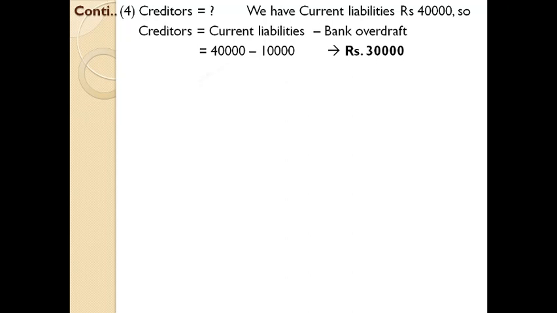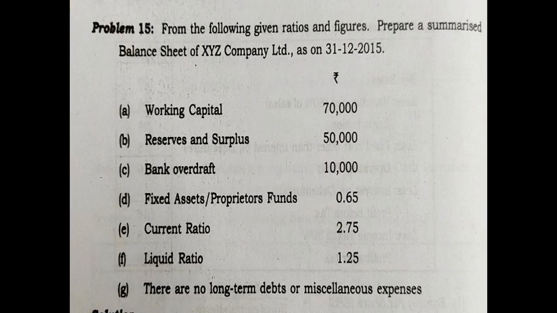Next item given in the question is proprietors fund and fixed assets. In the question it is said that fixed assets to proprietors fund is 0.65. The only information regarding fixed assets and proprietors fund is that there is a ratio of 0.65.